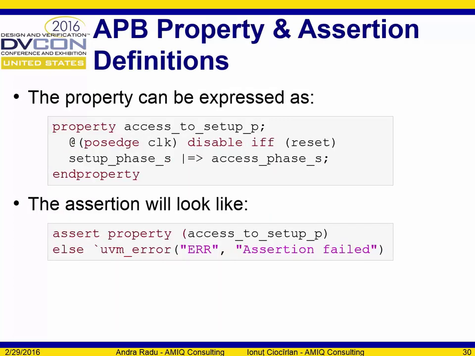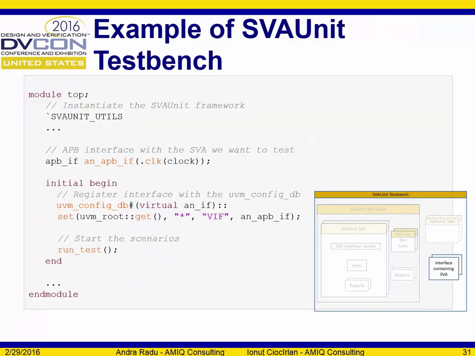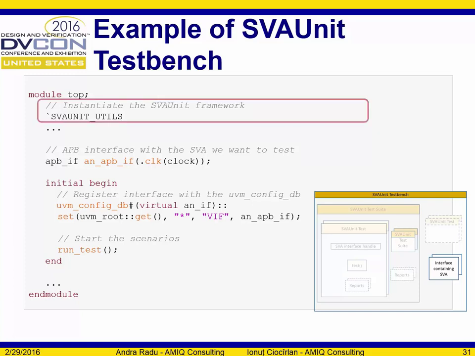Now that we have the interface, with the properties and the assertions inside it, the next step in developing our environment would be to set up the test bench. So the test bench is a SystemVerilog module. In our case, it's called top. And here, everything is enabled from the SVAUnit framework. This is done with the simple instantiation of the SVAUnit utils macro. This should be familiar to UVM users. It resembles the UVM macros.